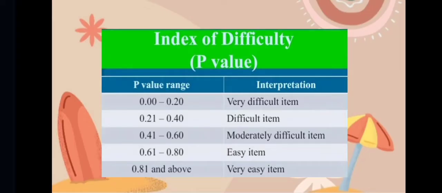As shown in the table, we have our p-value range and their corresponding interpretation. Using the formula P is equal to capital R over capital T, if the answer is in the range of 0.00 to 0.20, it means that the item is very difficult, or kinalisuran. Between the range of 0.21 and 0.40, it means a difficult item. Lisod.